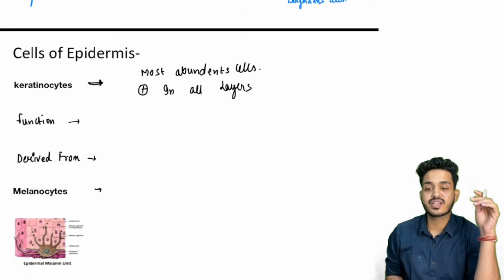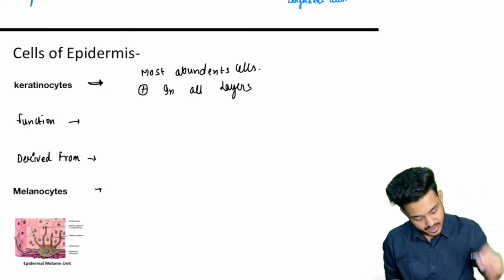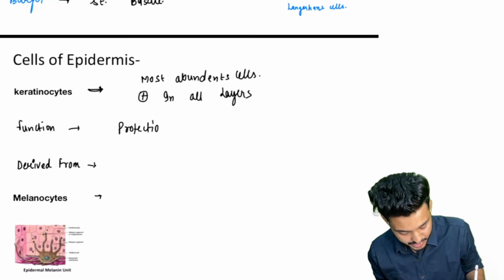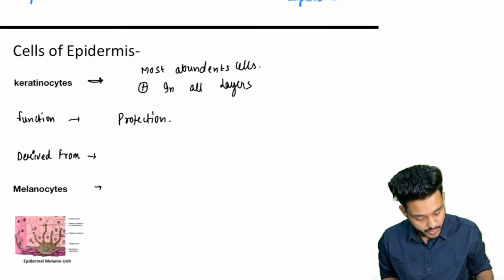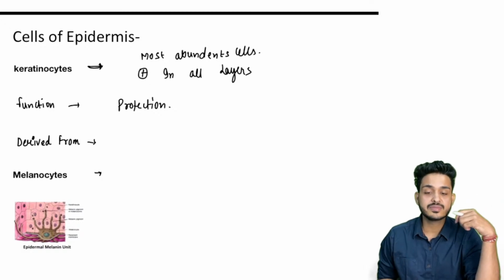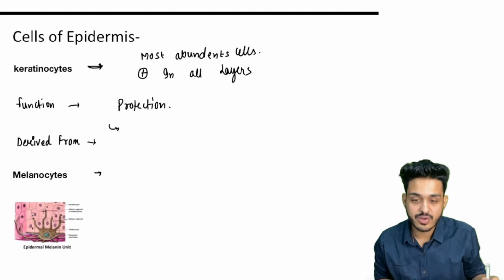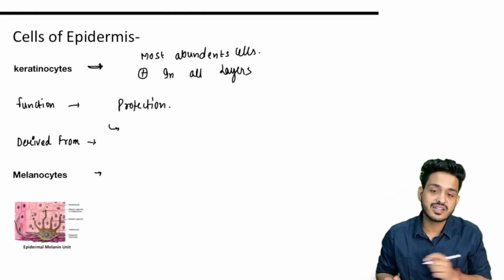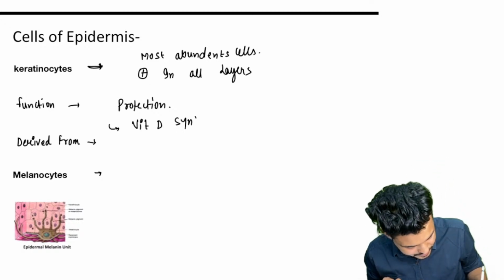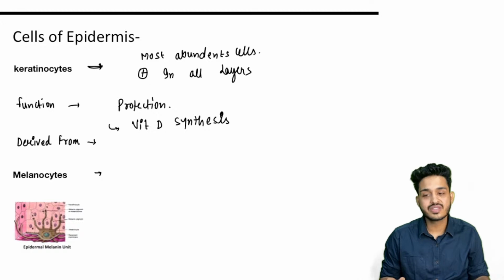Okay, keratinocytes are the most abundant cells and they are present in all layers. Sir, what is the function of keratinocytes? Okay, so the function of keratinocytes would be providing us the protection. Along with that, there is a synthesis of one hormone from the skin, that is one vitamin or hormone, you can also say. Vitamin A and D are considered as hormone as well, right? So this is your vitamin D synthesis. Okay, so these are the functions of keratinocytes.